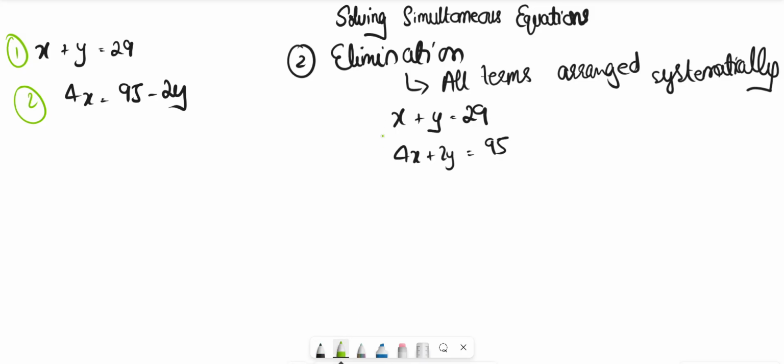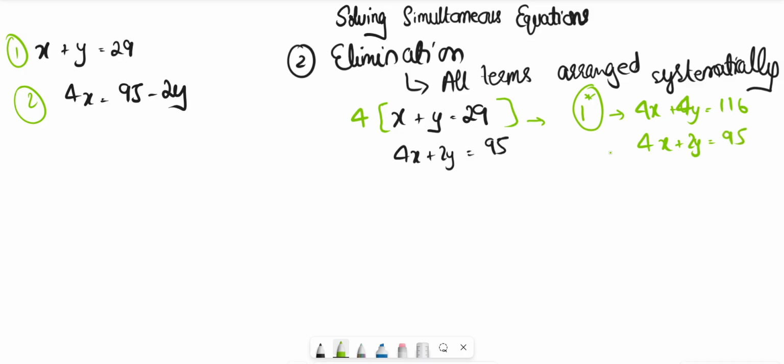Let's try something new. Let's multiply the entire equation by 4. This is equation 1 generically, but now I'll call this 1 asterisk, because some changes were made to the equation. So 4x plus 4y equals 116. And then let's write the same equation again. 4x plus 2y, equation 2 again, equals 95.